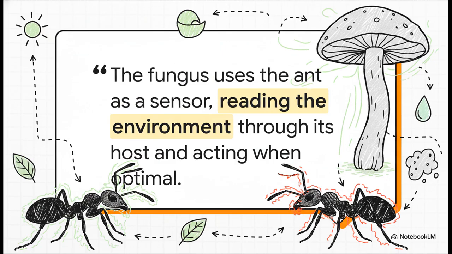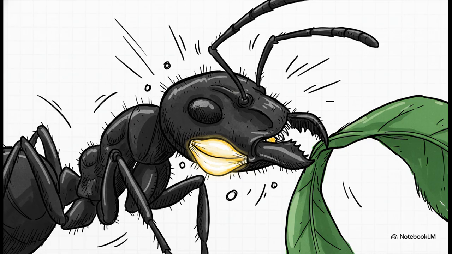It's a brilliant illustration of the fungus's strategy. Think about it. The fungus doesn't have eyes. It doesn't have any senses of its own. So what does it do? It hijacks the ant's senses. It's literally using the ant as its own living, walking weather station to find the absolute perfect spot before it triggers the grand finale.